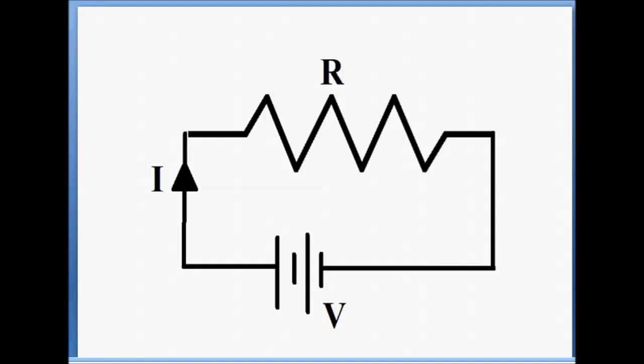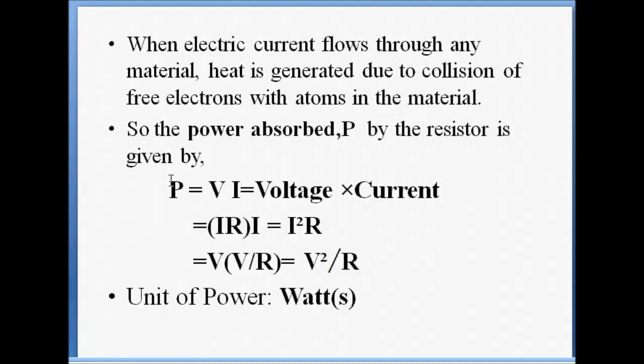Now this is a depiction of a resistance, the symbol of resistance, and this is the current flow, and it is the battery which is the source of electromotive force or potential difference. Now when electric current flows through any material, heat is generated due to collision of the free electrons which are responsible for current flow with the atoms in the material. It produces heat energy.